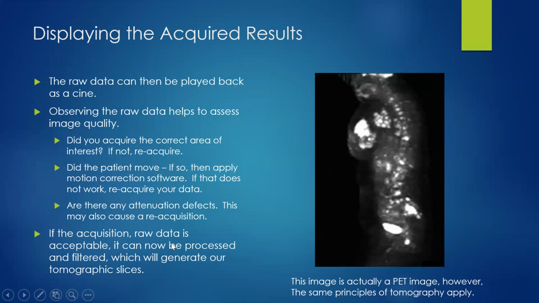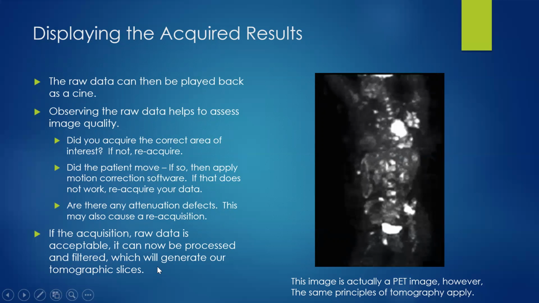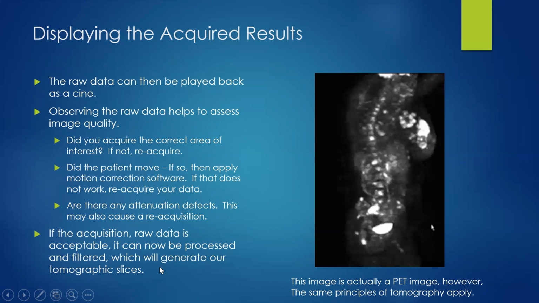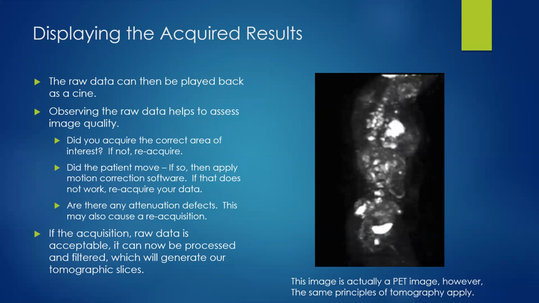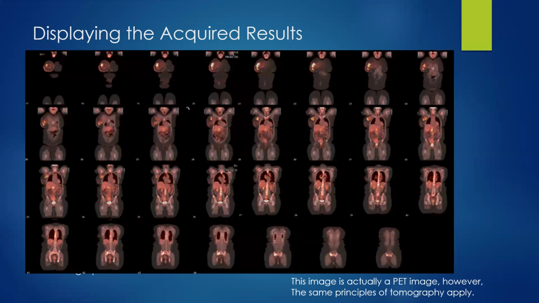So if the acquisition raw data is acceptable, you're now ready to go on and proceed and actually process that information and generate your tomographic slices. So key issue here, whenever you do a SPECT, the first thing you always want to look at is the raw data cine. Make sure that all these properties fall within the appropriate assessment before you actually move on and process. And here's an example of this processed data.